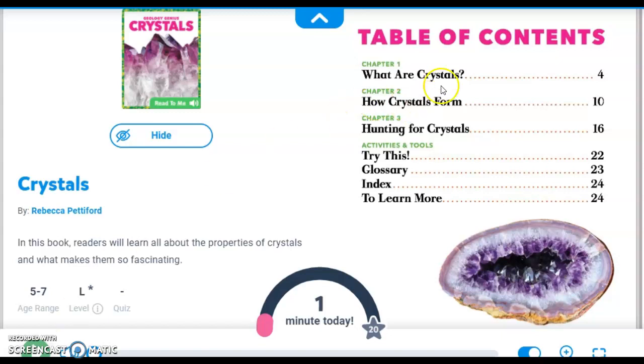And we can see right over here, first we have our table of contents, which of course tells us where we can find a specific topic and on which pages. And then here we have a photograph of a beautiful crystal just to catch your eye and to give you an idea of what we're going to be looking at.